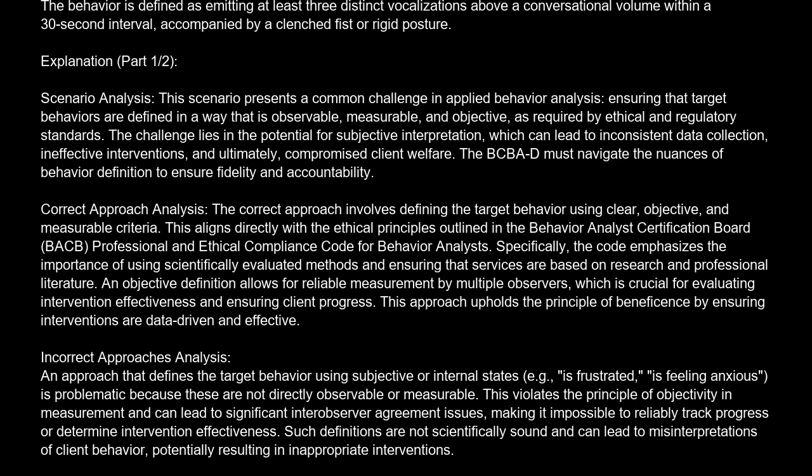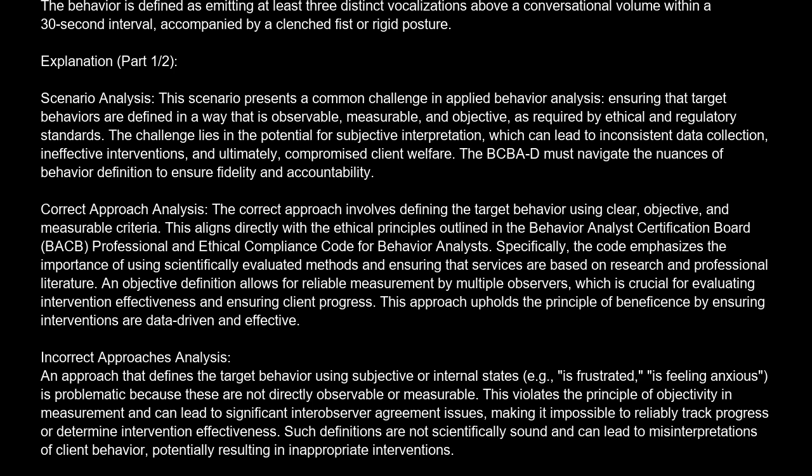Correct answer is B. The behavior is defined as emitting at least 3 distinct vocalizations above a conversational volume within a 30-second interval, accompanied by a clenched fist or rigid posture. Explanation. Scenario analysis. This scenario presents a common challenge in applied behavior analysis: ensuring that target behaviors are defined in a way that is observable, measurable, and objective, as required by ethical and regulatory standards.